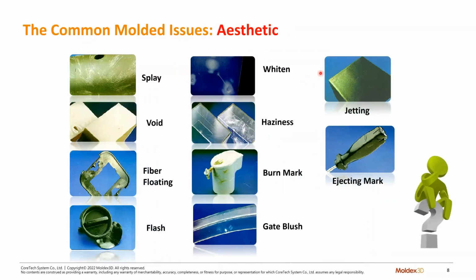And for aesthetics, we are facing these problems: splay, void, fiber floating, flash, whiten, haziness, burn mark, gate blush, ejecting mark, and jetting. I already mentioned that we only focus on void, air trap, and weld lines, and we will explain why these defects occur and the solutions in Moldex3D.